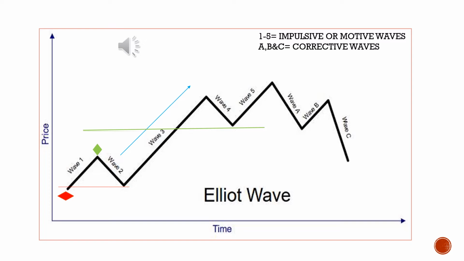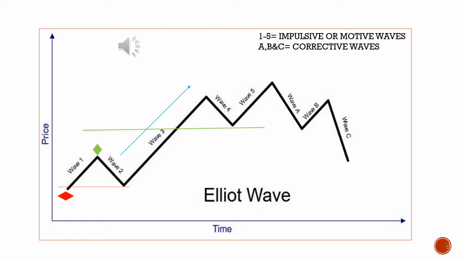There are 3 thumb rules that are to be followed in Elliott wave theory. The first thumb rule is that wave 2, which corrects wave 1, will never retrace the starting point of wave 1, which means wave 2 will never cross the starting point of wave 1.